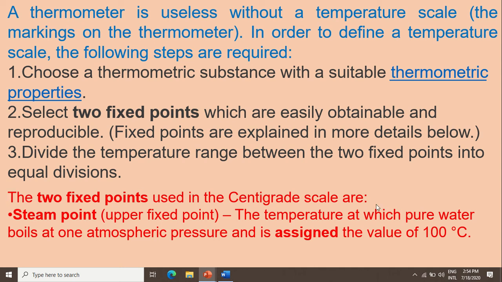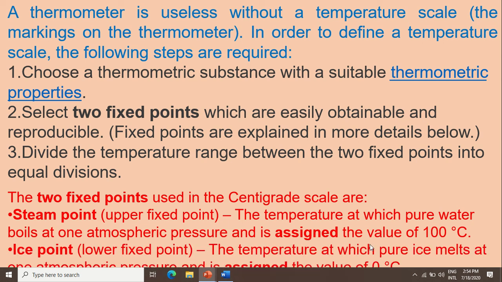In the centigrade scale, the steam point or boiling point is the upper fixed point. The temperature at which pure water boils at 1 atmospheric pressure is assigned the value of 100 degrees Celsius. Ice point, or lower fixed point, is the temperature at which pure ice melts at 1 atmospheric pressure and is assigned the value of 0 degrees Celsius.